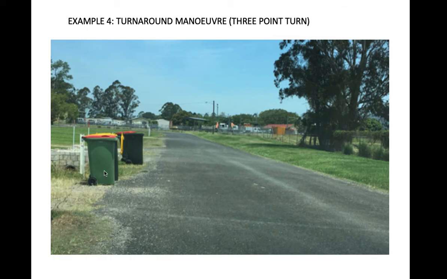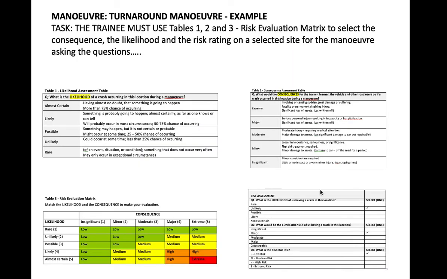And there's some wheelie bins out. Looks like they've been collected, however. The rubbish has been collected, I should say. Okay, so we would say it's unlikely in the likelihood, and over here on table 2, it's minor, so we go unlikely, minor. This is a low risk area. I would totally agree with that.